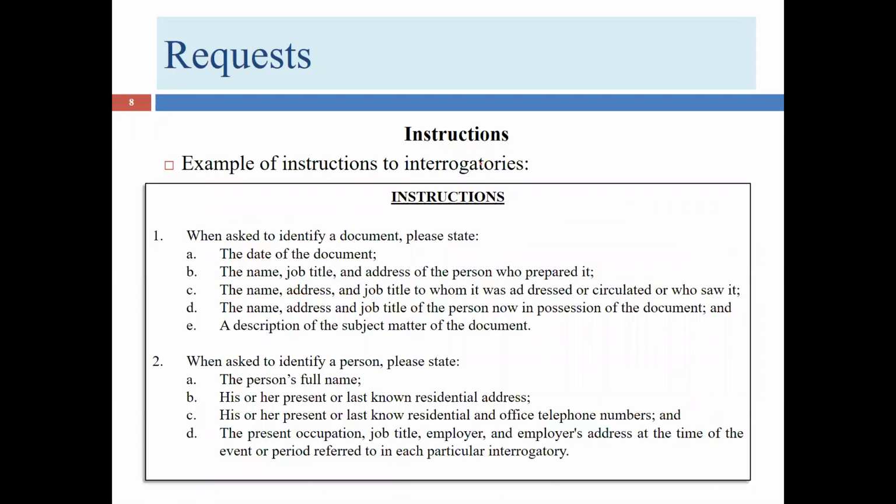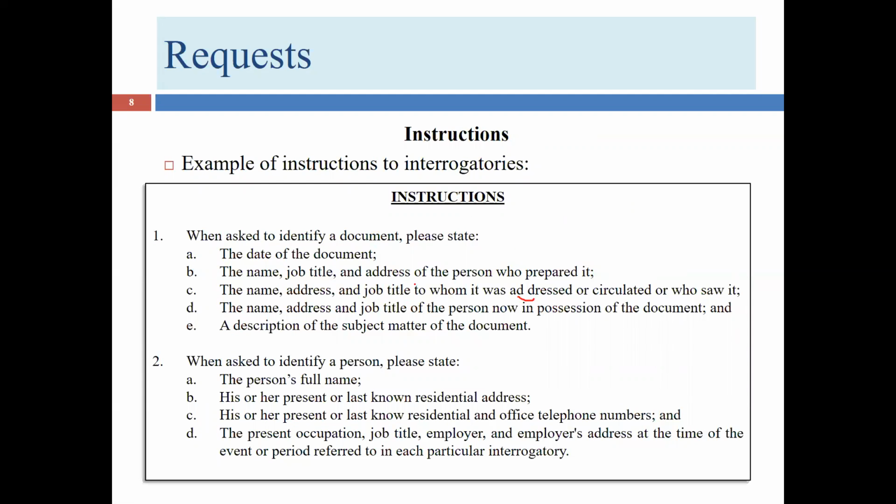Okay, and here's some examples of interrogatories. When asked to identify a document, please state the name of the document, the name, title, and address of the person who prepared it, the name, address, and job title of the person to whom it was addressed, or circulated, or who saw it, the name, address, and job title of the person now in possession of the document, and a description of the subject matter of the document.